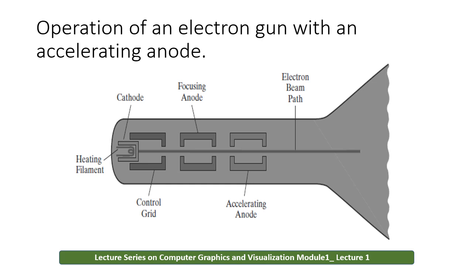And this is the operation of an electron gun with an accelerating anode. The focusing anode is normally controlled with the help of the control grid, and in the control grid there is a heating filament which produces heat, so that the cathode rays produce the electron beams. Those beams pass to the focusing anode. The focusing anode and the accelerating anode decide the electron beam path, so that the beam hits the phosphor coated screen and it gets illuminated.